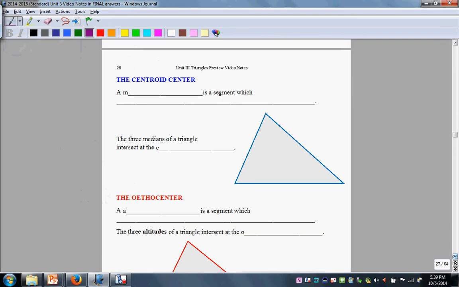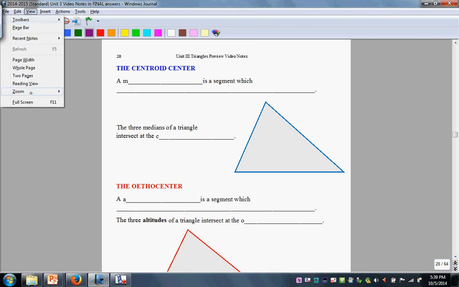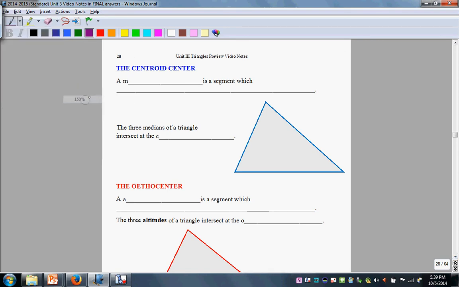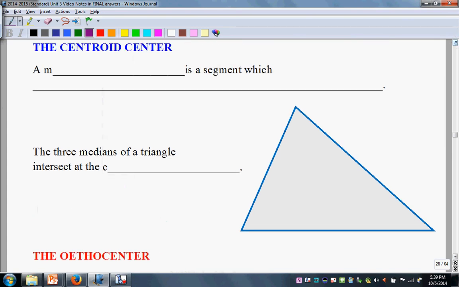Now we're going to look at these in detail. We're going to create three medians now. We're going to do a quick sketch of them. Let's fill out what is a median.